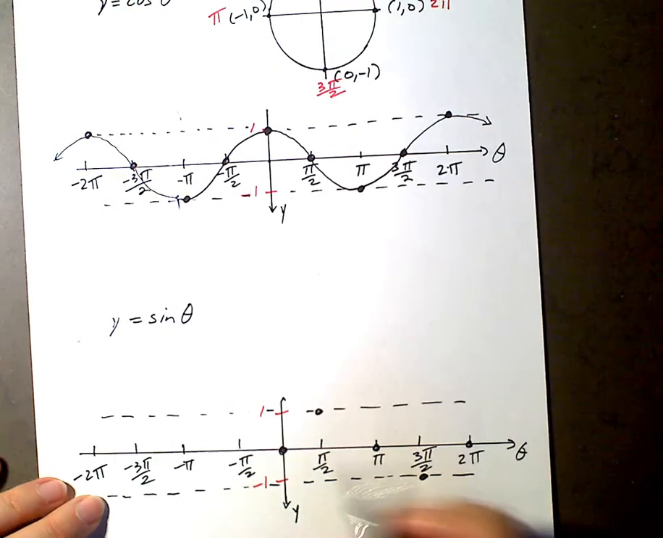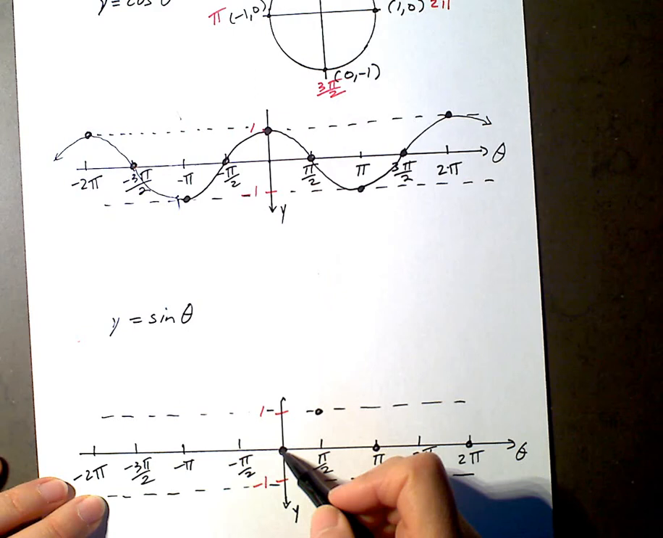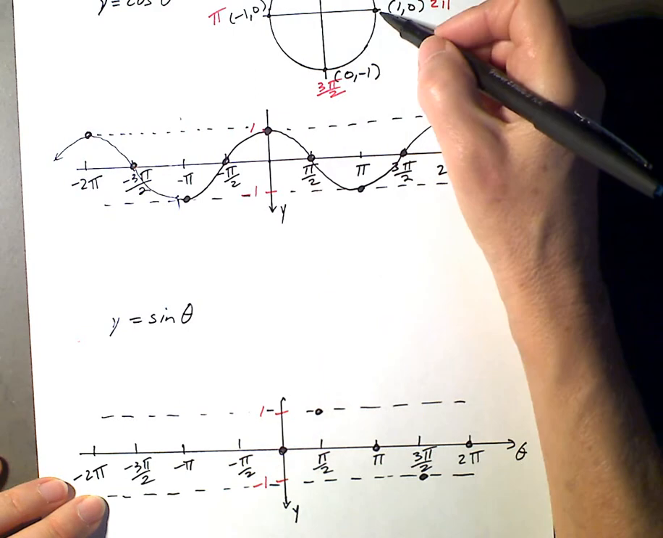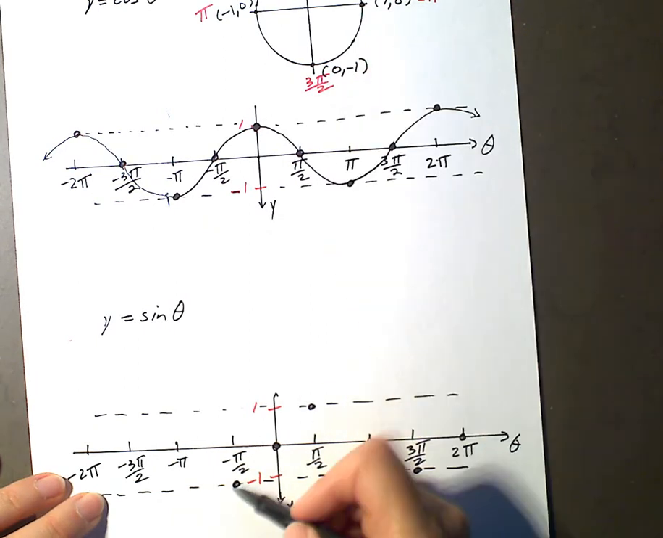And then on the other side, if we go negative angles, so when I want to go to negative pi over 2 radians, I go this way on the unit circle, and the sine is negative 1. So it's different than cosine. It's not symmetrical about that y-axis.